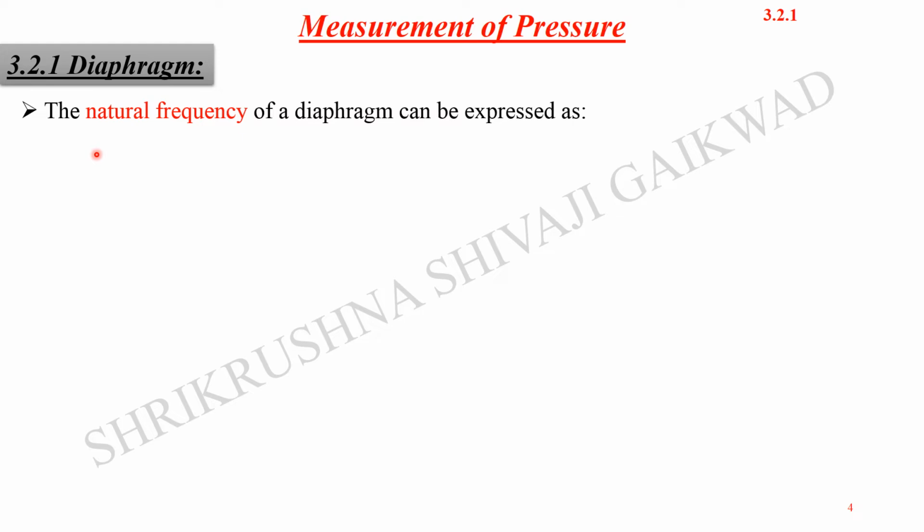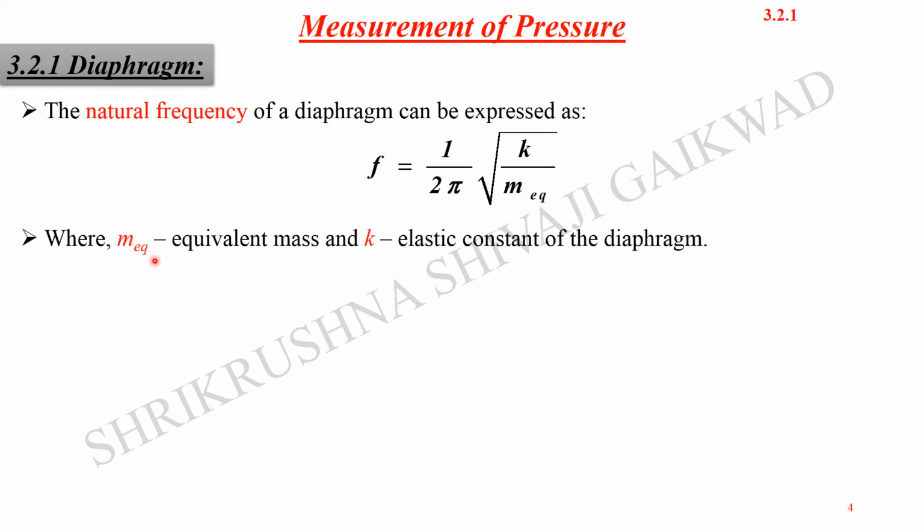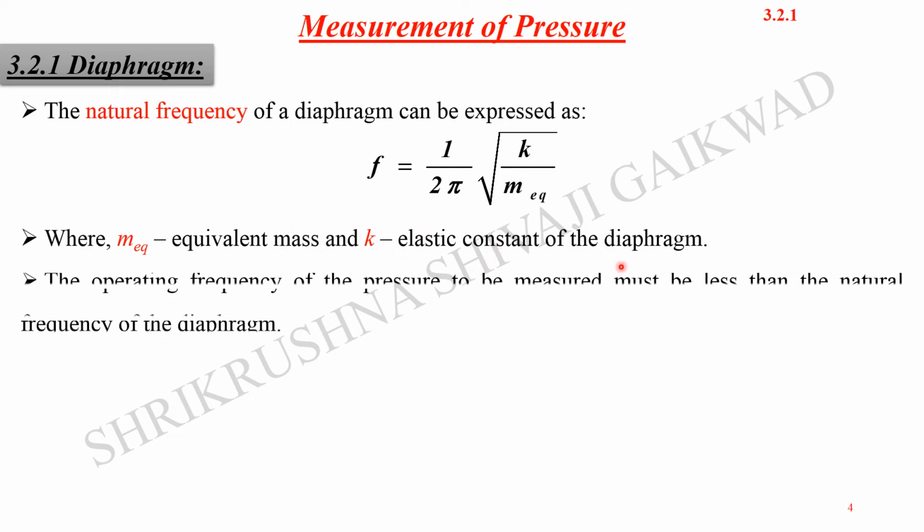Now, obviously these diaphragms vibrate about their mean position due to the changes happening in the pressure. So the natural frequency of this diaphragm can be expressed by this expression, that is f is equal to 1 over 2 pi root of K by M equivalent, where M equivalent is the equivalent mass and K is the elastic constant of the diaphragm.